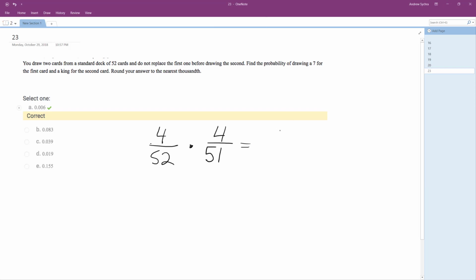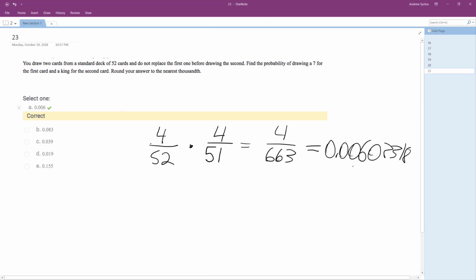Well, this reduces down to 4 over 663. And this is 0.0060331 8, and so forth. But they want this rounded to the nearest thousandths, so we round to the 6. So it's 0.006, which is already selected up here.